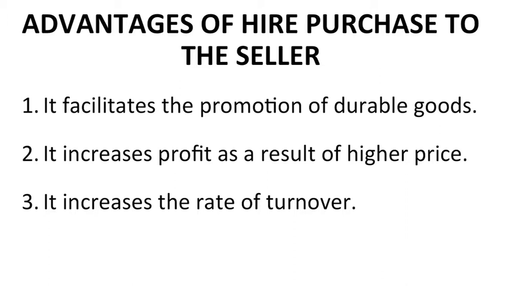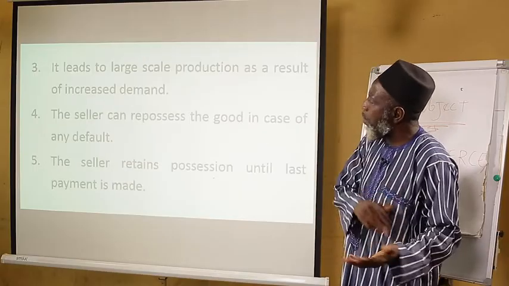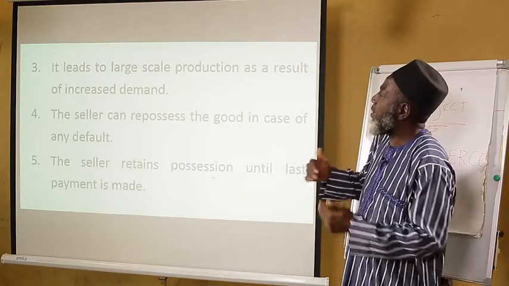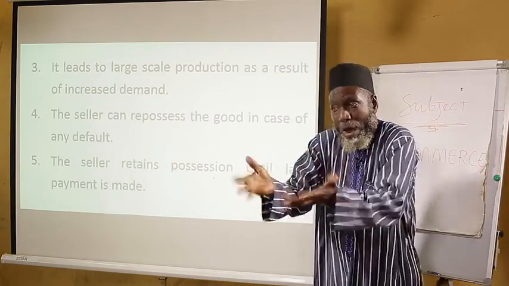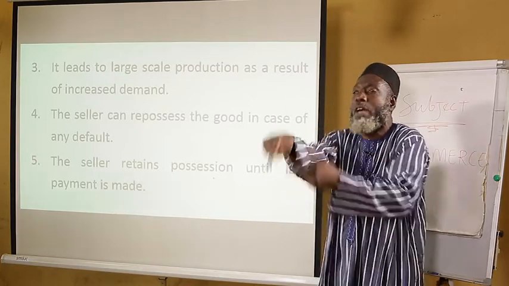Number 1 is it facilitates the promotion of durable goods. It helps the seller to sell durable goods as quickly as possible, dispose of them as quickly as possible. Number 2, it increases profit as a result of higher prices. Of course, we talk about higher prices. So when the prices are high, the profit, of course, will be high too. Number 3, it increases the rate of turnover. We have mentioned this when we were talking about advantages. Number 3, it leads to large production as a result of increased demand, because people are demanding for the goods to be bought on hire purchase.